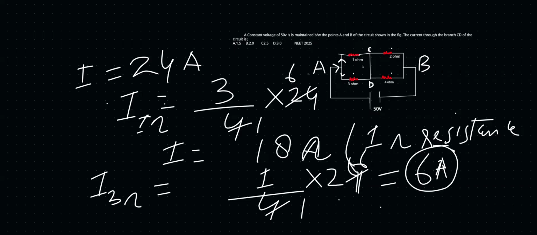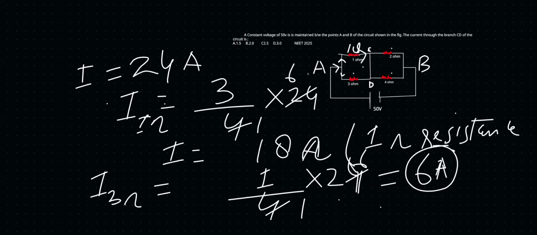So what is the sum of the two? I1 plus I2, it is 24. So we're getting 24. That means through this resistor we are getting 18. Okay, now we have to find the current through CD. So when this current flows, it has to flow in this way. This is the incoming current, and some current will go here and some current will go here.